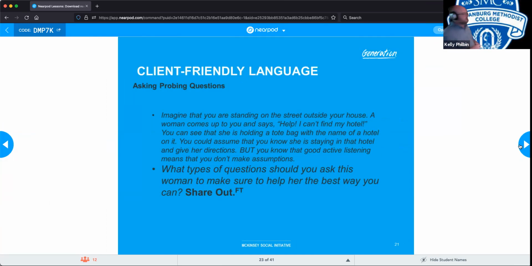Now, imagine you're standing on the street outside your house. A woman comes up to you and says, "Help, I can't find my hotel." You can see that she's holding a tote bag with the name of a hotel on it. You could assume that she is staying in that hotel and give directions, but you know that good active listening means you don't make assumptions. What types of questions would you ask to make sure you can best help her out in the situation?